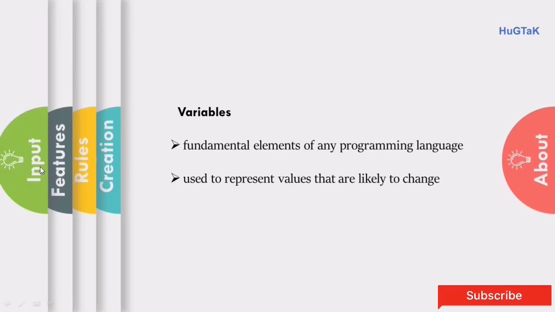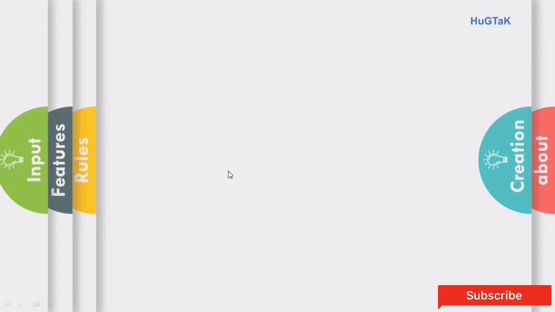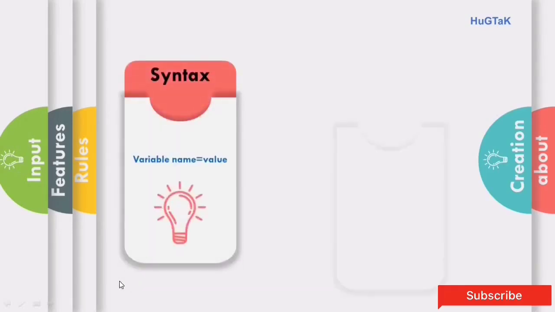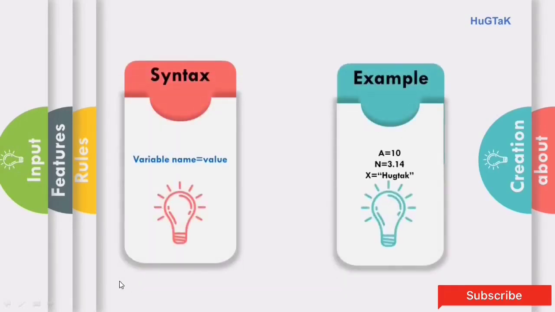For example, in some programming languages, we need to specify the type of variable like int a, and here we can define a is equal to 10. The syntax for defining a variable is variable name is equal to value. For example, a is equal to 10, n is equal to 3.14 and x is equal to a string. In this case, a is an integer, n is a float type variable and x is a string. But we define all these variables in the same way.